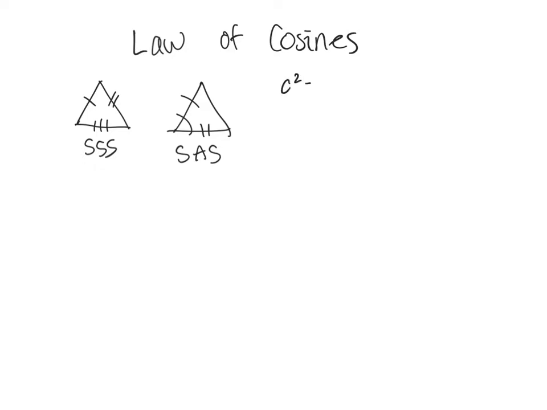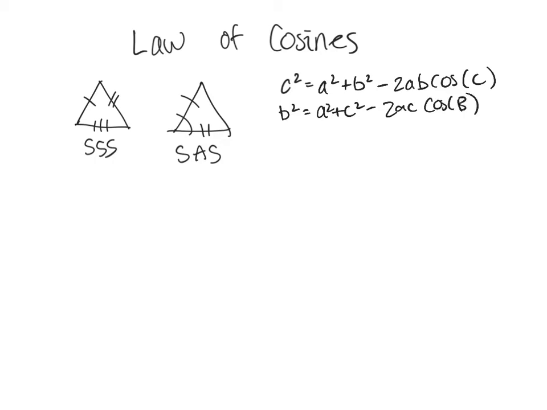Also, our law of cosines are c squared is equal to a squared plus b squared minus 2ab cosine of c. b squared is equal to a squared plus c squared minus 2ac cosine of b. And a squared is equal to b squared plus c squared minus 2bc cosine of a. Now, they're really all the same equation, but you're going to want to use different equations at different times depending on what you're looking for.